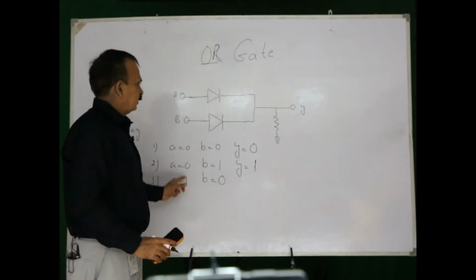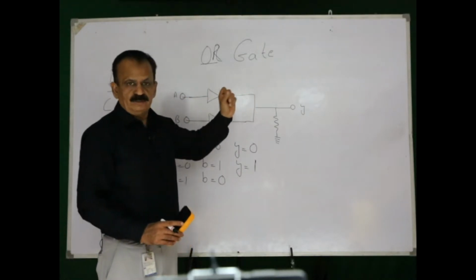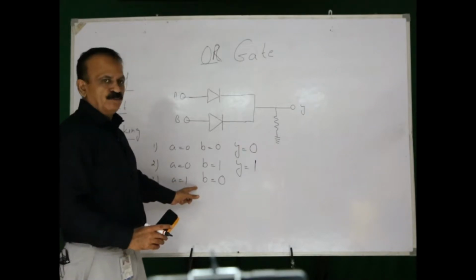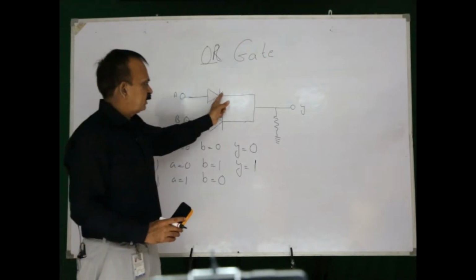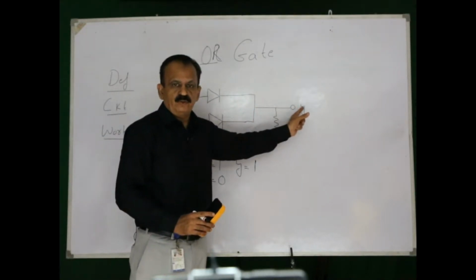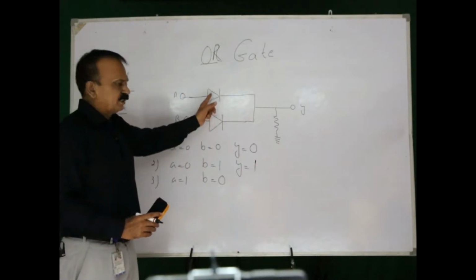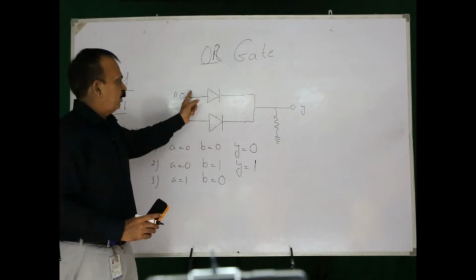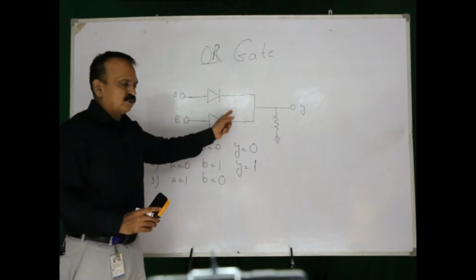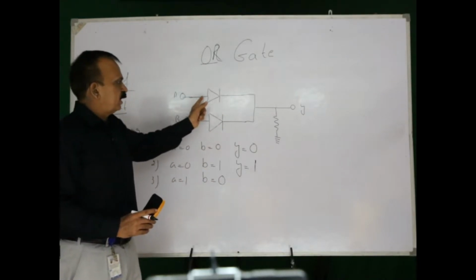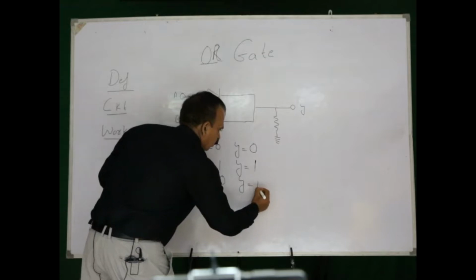Since A is equal to 1, that means this is at high voltage, there will be current flow through this upper diode. But B is equal to 0, so no current will flow through this lower diode. But due to the current in the upper diode, the value of Y is going to be 1.